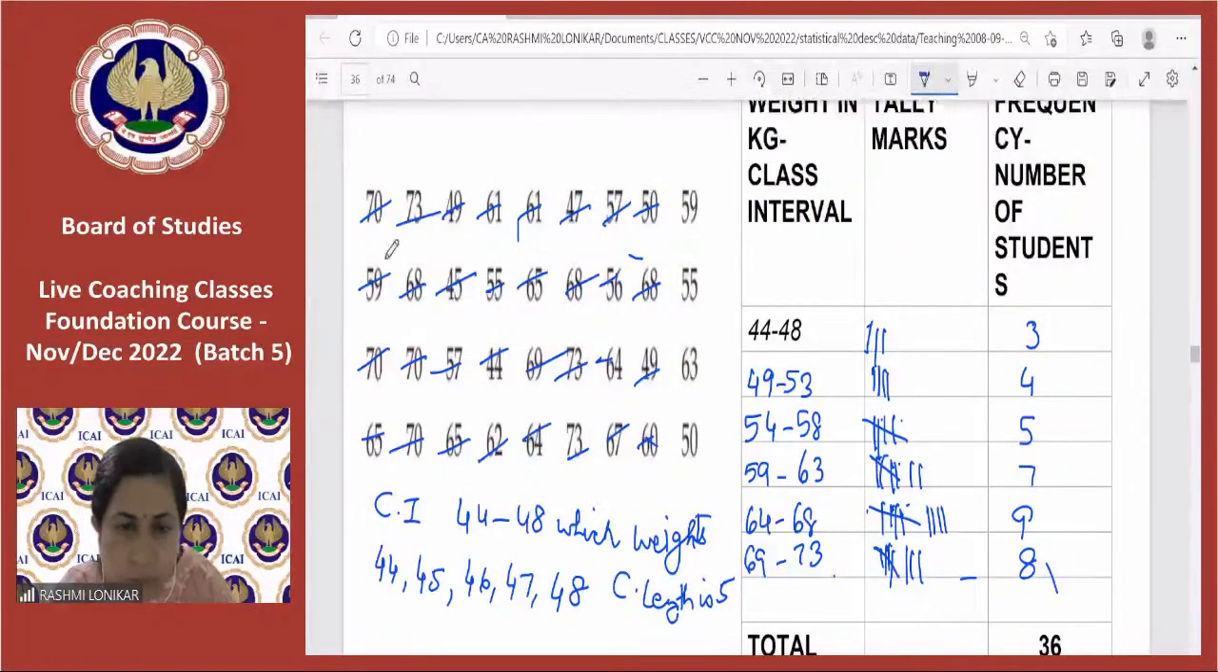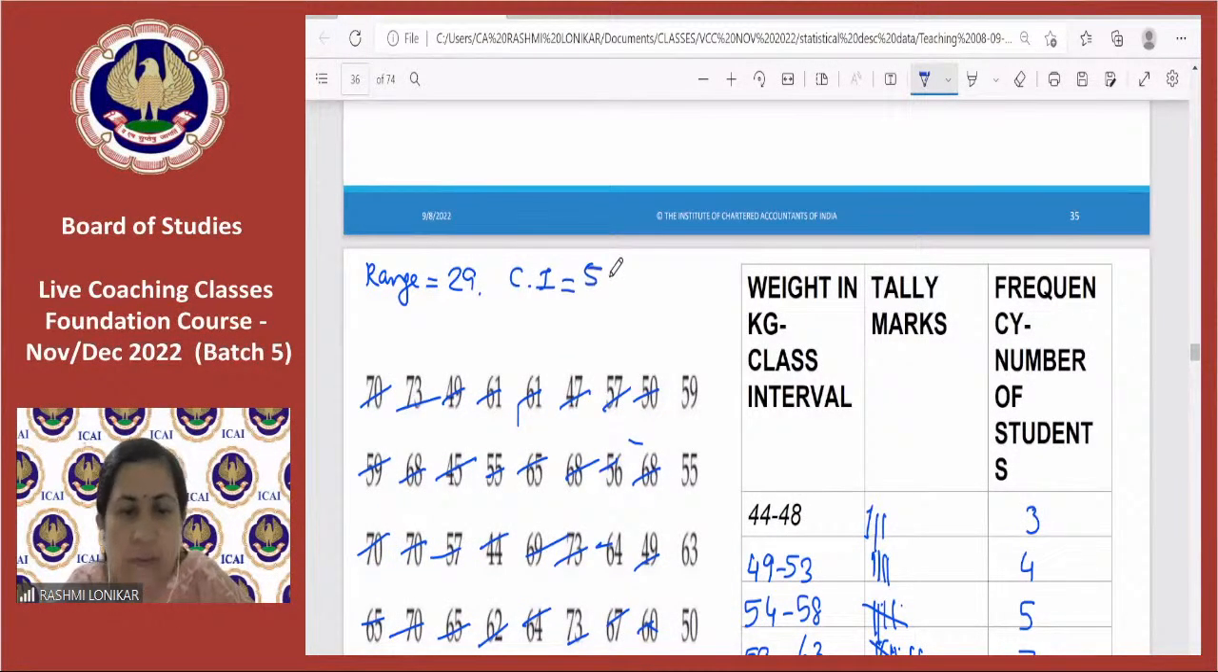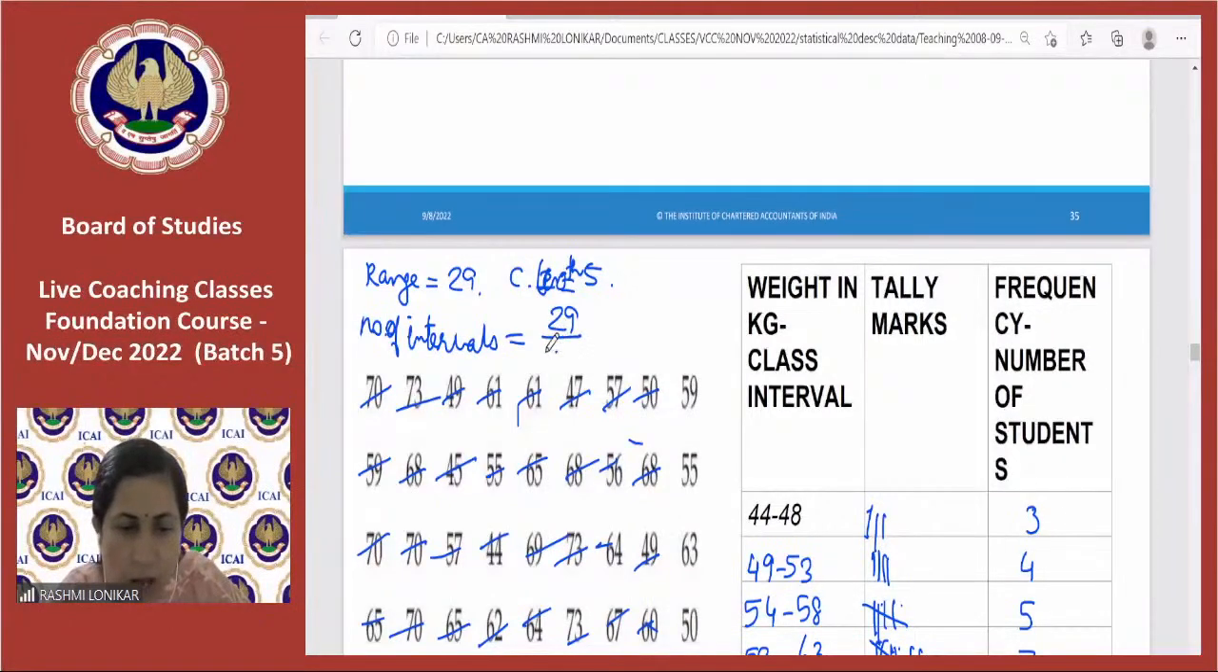Okay, Zeba. See, you've understood up till here that range I found out to be 29. Now class interval was given to me as 5. Now in the theory you have read that class length is 5. I now need to know the number of class intervals I need to form. So 29 is my range, the total numbers that are possible, upon 5, which is nearly equal to 6. Okay, so I need to form 6 class intervals.